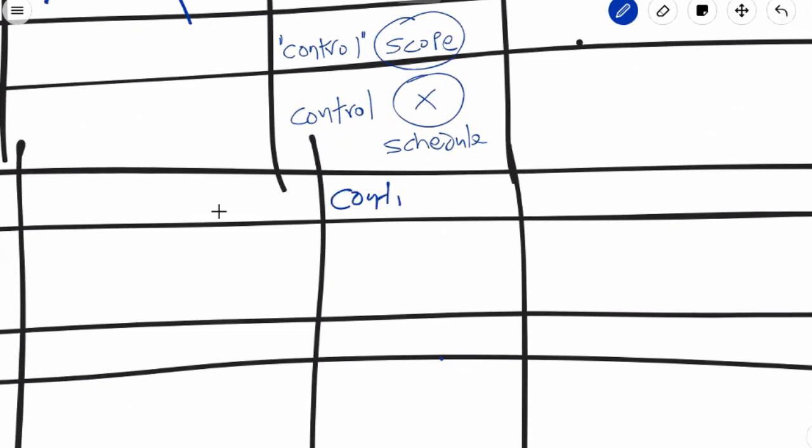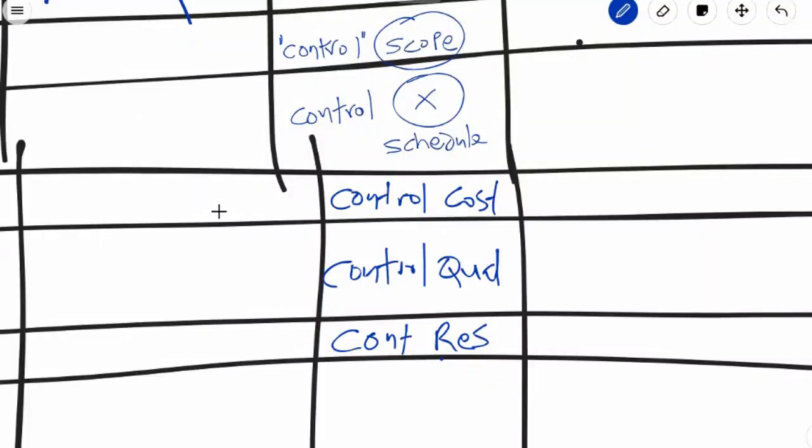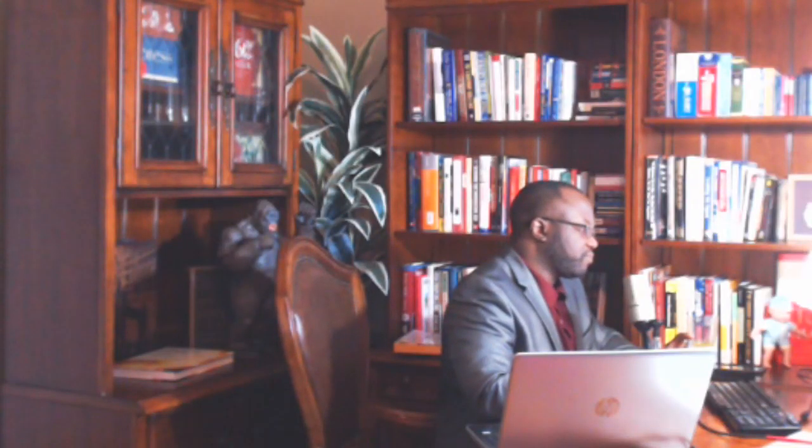Control cost, control quality, control resources. Someone says, but Phil, aren't resources human? Well, in this case, we are not referring to the humans. Control resources, as you probably already know, is exclusively for those non-human resources, or resources that we call physical resources. Okay, so keep that in mind.